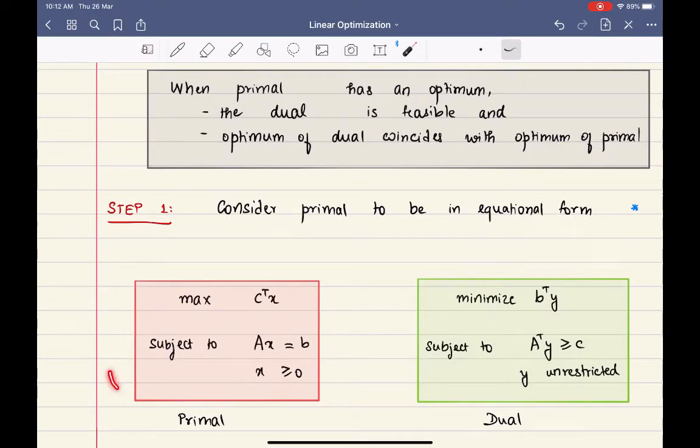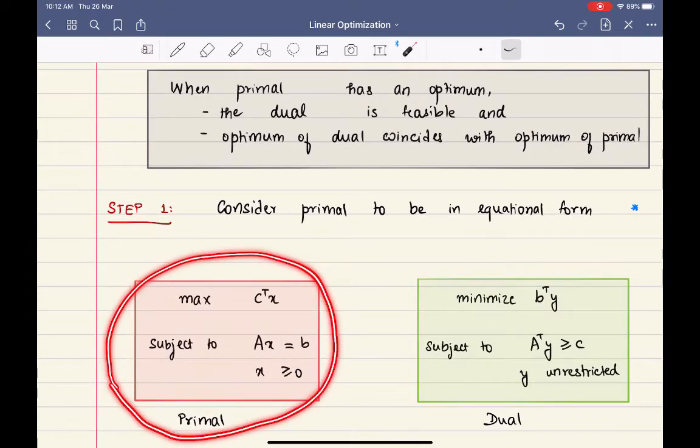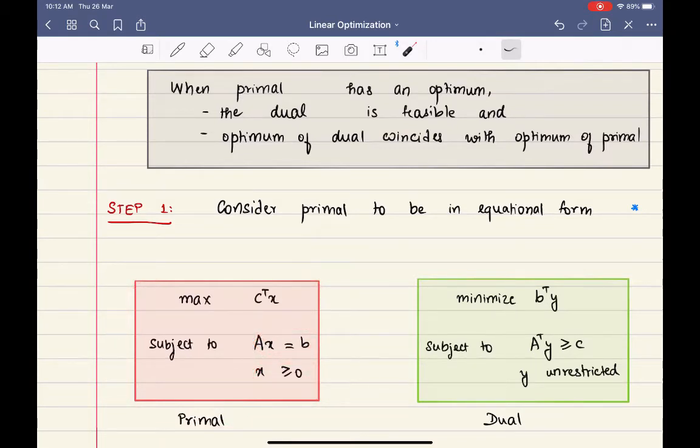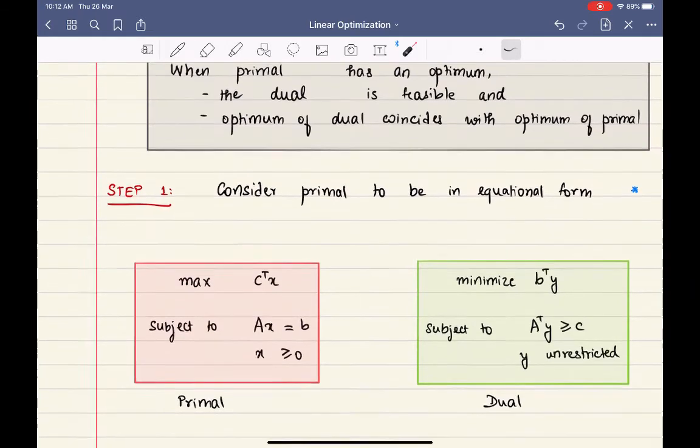Right? So this is the primal: Ax equal to b, x bigger than or equal to 0. Now the fact that this is an equation will give us our y values to be unrestricted. This is the only change.